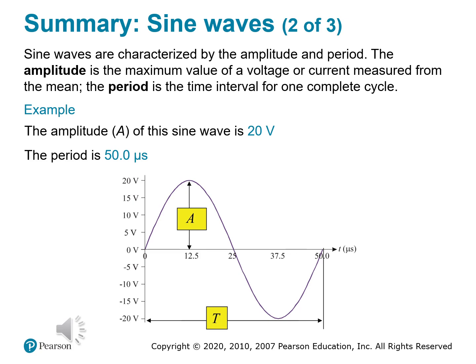These two values help define how strong the signal is, which is the amplitude, and how fast it's cycling, which is the period. And together they shape everything from audio tones to power signals. So if amplitude is the wave's muscle, the period is its tempo. And we'll soon see how that leads directly into frequency.